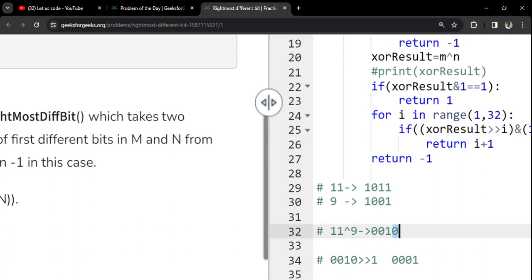So first I will check this 0. If it is 1, then we are sorted. Our answer is done. No need to check further. We will return this bit. But in this case there is 0, so I will check this. If this is 1, I will return this as the answer. So how to get to know that?